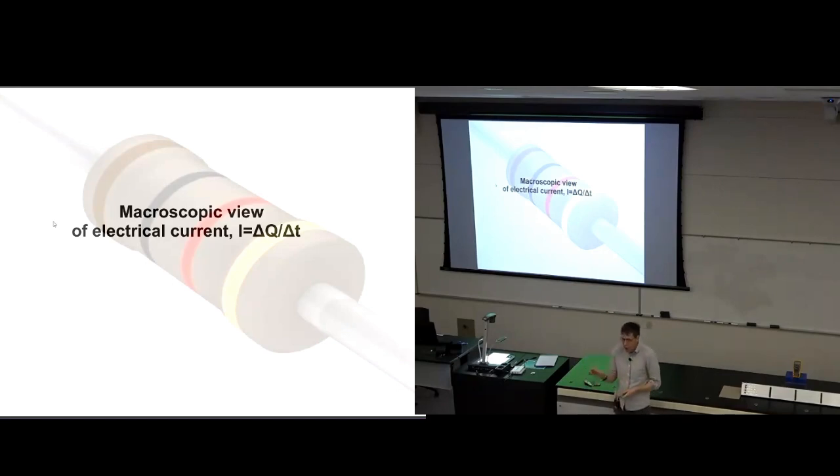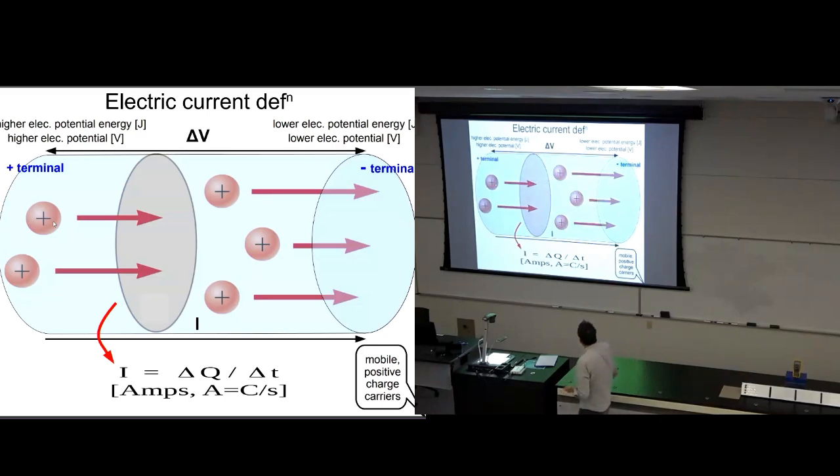Anyway, the flow of charge in a conductor is what we call current. It's what we call electrical current. And I'm going to introduce electrical current on this slide from a big picture perspective, and then on later slides from a microscopic electron level or ion level perspective. Anyway, let's talk about electrical current.